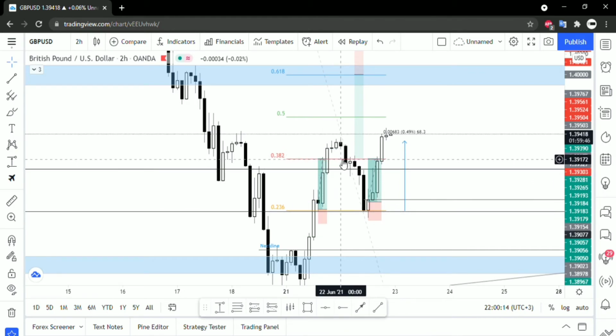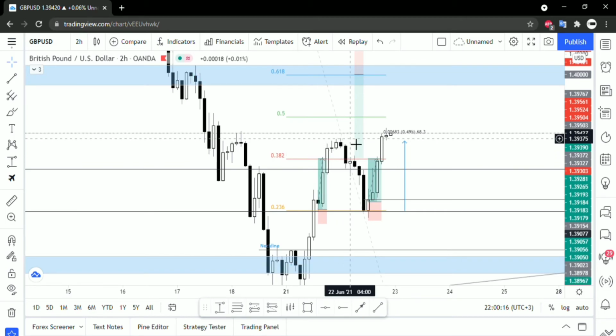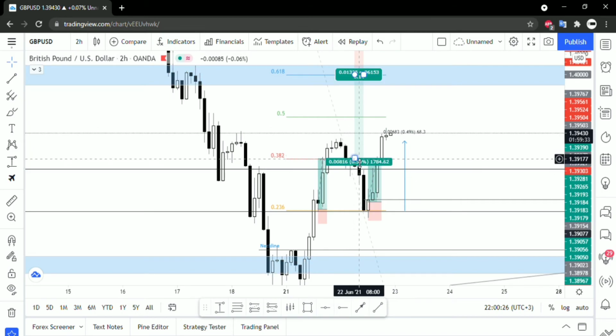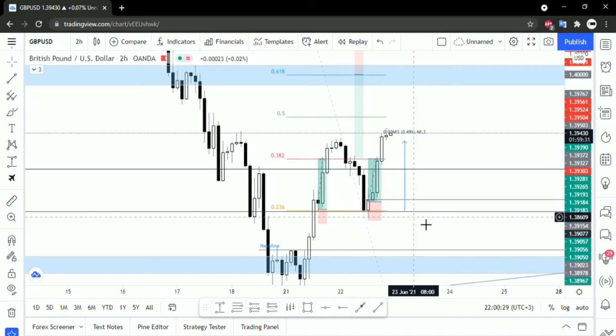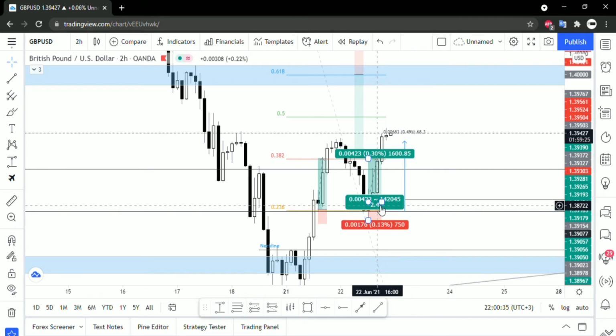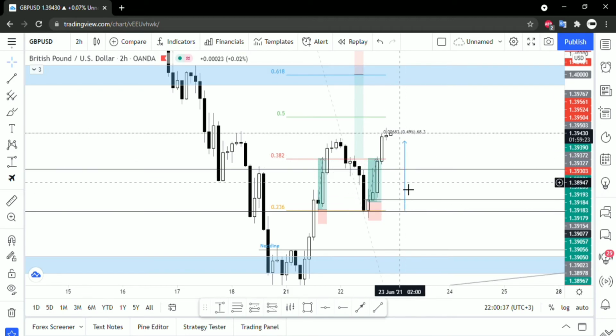Once it broke out, it retested, it continued to move up all the way to this 0.382 Fibonacci level. It had a breakout but never really continued to the 0.5 level, so it broke back down again. As you can see here, it broke down, retested, then continued to go down back to the 0.236 Fibonacci level, and this is where it reacted and gave us another opportunity to enter a buy all the way back to the 0.382 Fibonacci level.